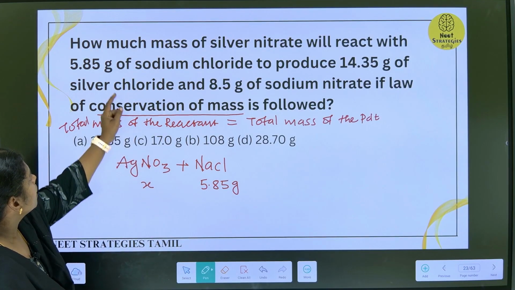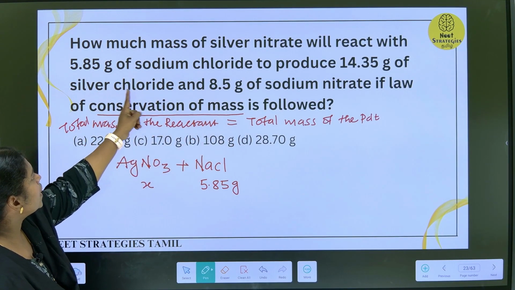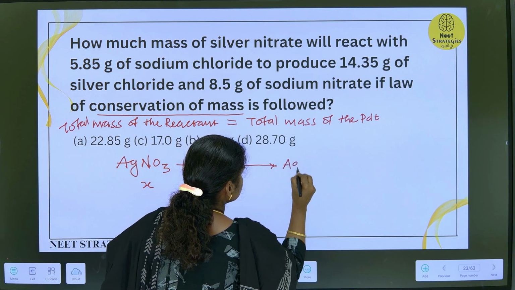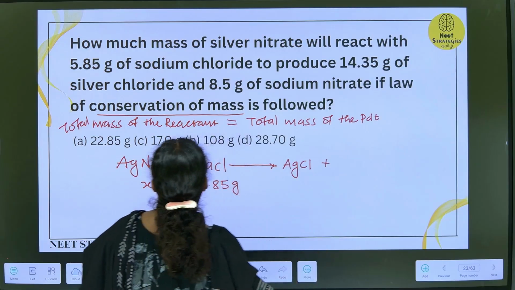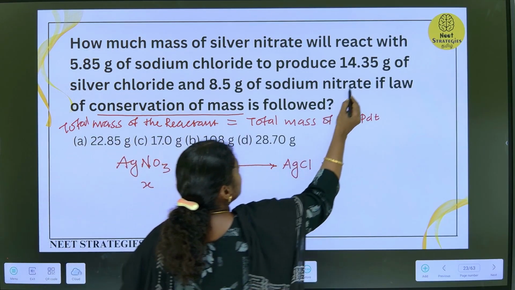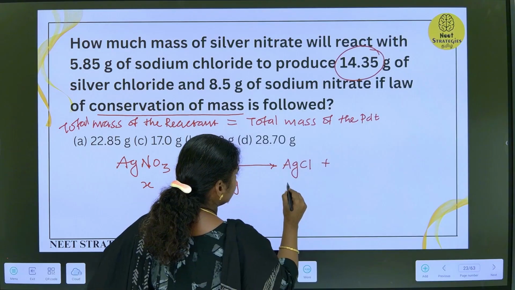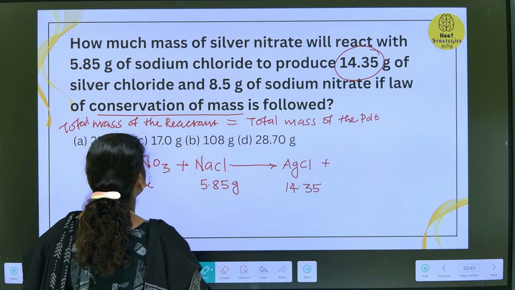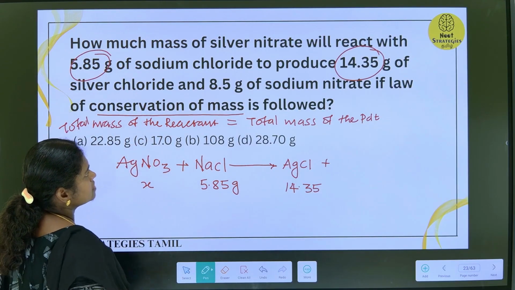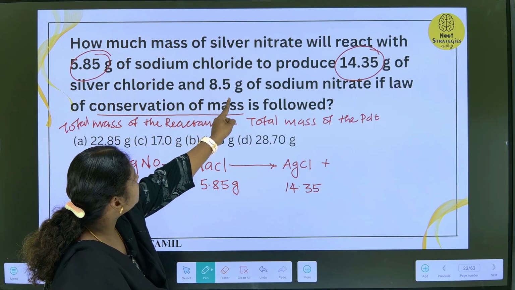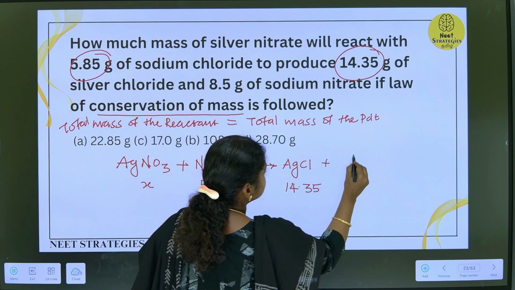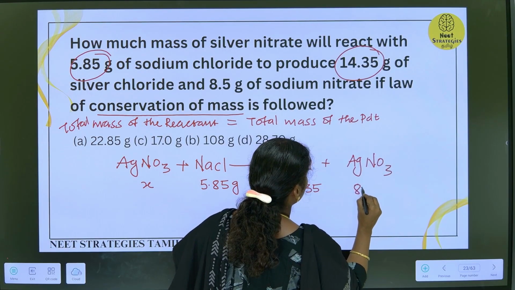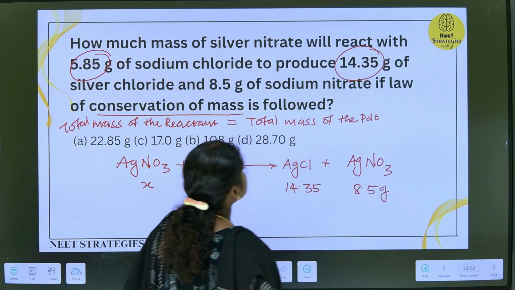So it produces 14.35 gram of silver chloride. The silver chloride mass is 14.35, the sodium chloride mass is 5.85 gram, and the silver nitrate, AgNO3, is 8.5 gram.